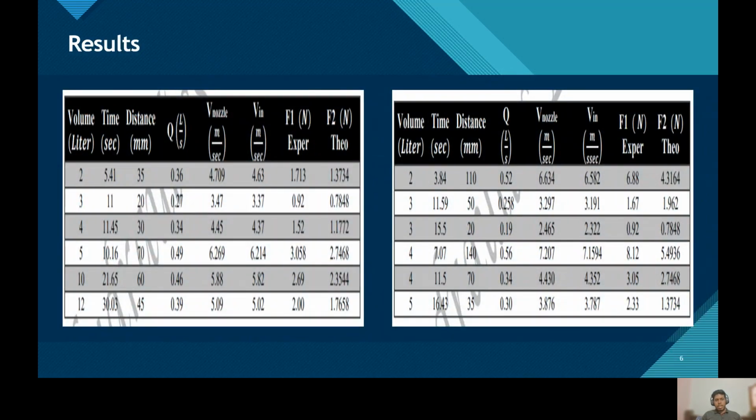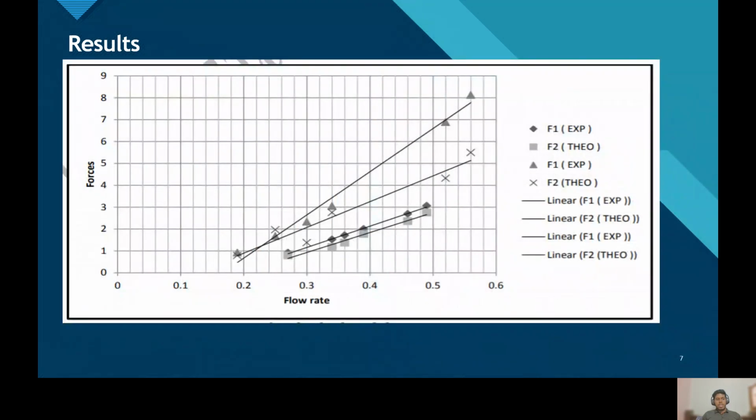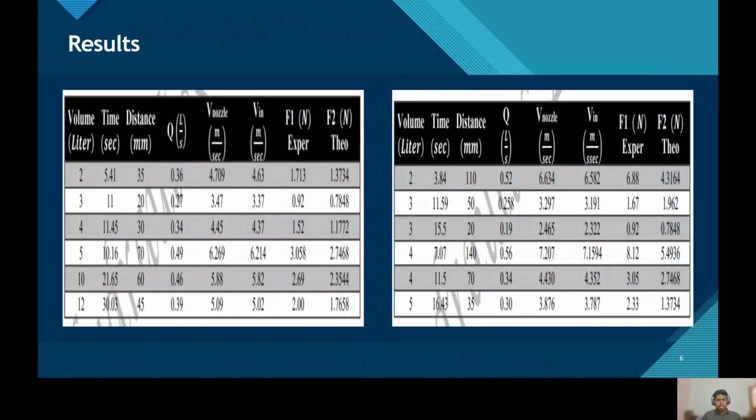From there, this is what we get. On the left are the values for the flat plate. On the right are the values for the hemispherical cup. From there, we get this graph, which, as you can see, has the experimental values and the theoretical values, which are somewhat similar for the experiments. As you can see, even in the results table, there's an experimental force and a theoretical force, which are F1 and F2 respectively.